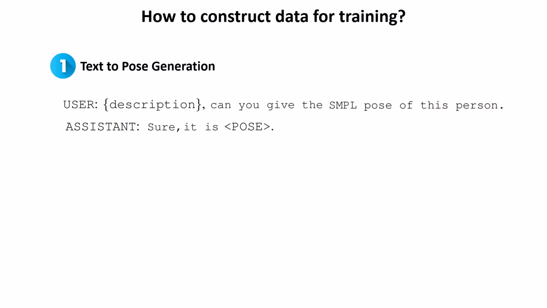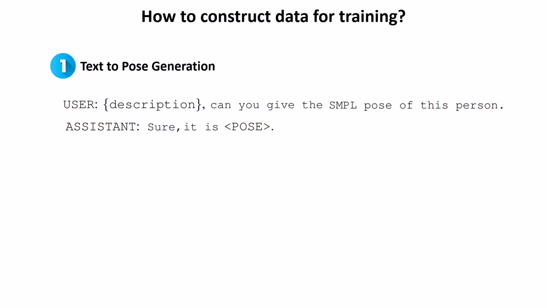A user gives some description and asks, can you give me the simple pose of this person? And then the LLM has to answer something like, sure, it is this pose token. Then this pose token goes to a projection and then a simple model, and we have the output 3D pose. But if I give it only this description and always ask, can you give the simple pose of this person, then it doesn't have any diversity, right? And likewise for the output, it shouldn't always be, sure, it is pose. We need to have some diversity in both the input and output.